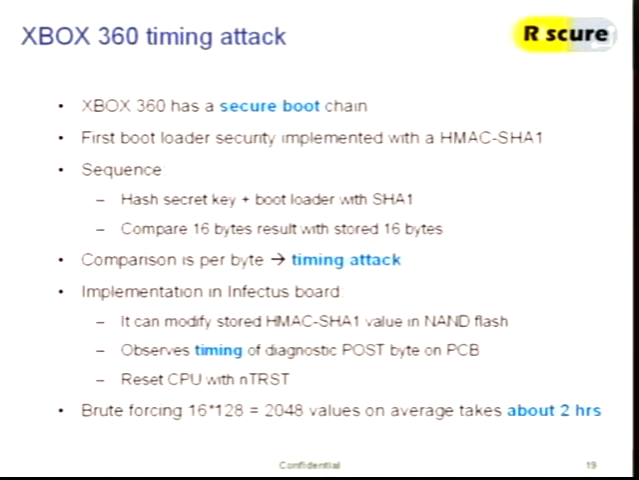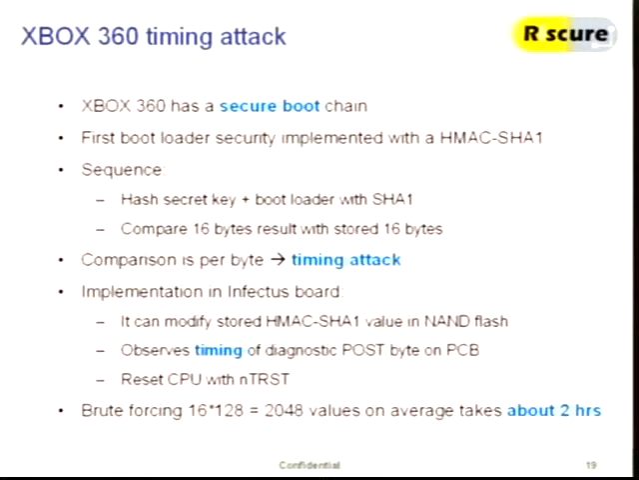What they did is they put the Infectus board on the system. It could modify the NAND flash real time, and then it would observe a diagnostic port. So these were 8 bits. They were exported off the chip. They were just on the PCB. You soldered the wires to it, and it would give an error code every time the hash was wrong. And by just timing how much time there is between the reset on the CPU and when that code appeared on the bus, they could time the difference in the comparison.